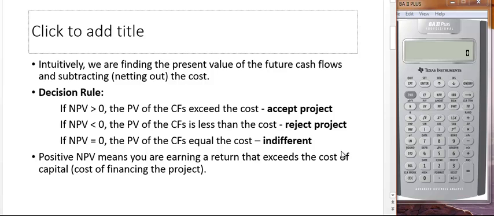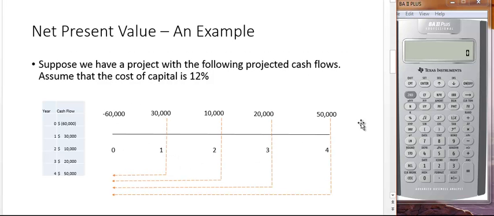So a positive NPV means you're earning a return that exceeds the cost of capital. The cost of capital being the cost of financing the project. And a negative NPV would mean you're earning less than the cost of capital. So if you're earning 10% and the project is only returning 6%, you don't have to have an MBA to know that that doesn't sound like a good project. You're losing money. All right, so let's look at an example.